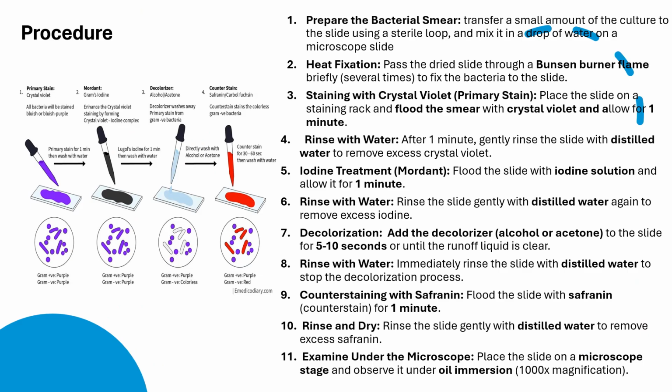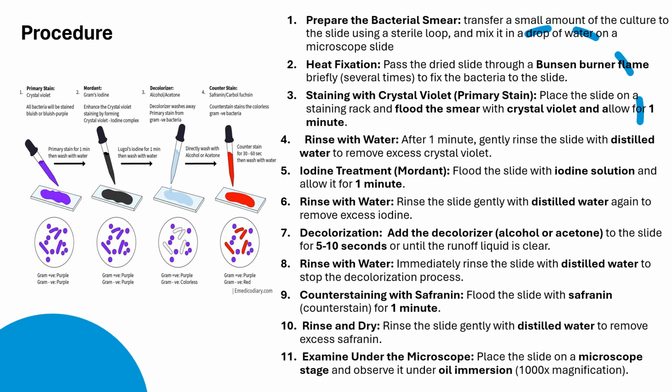Procedure: prepare the bacterial smear. Transfer a small amount of the culture to the slide using a sterile loop and mix it with a drop of water on a microscopic slide. Heat fixation: pass the dried slide through the Bunsen burner flame several times to fix the bacteria to the slide.